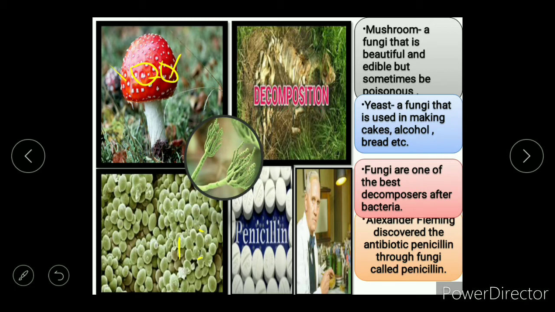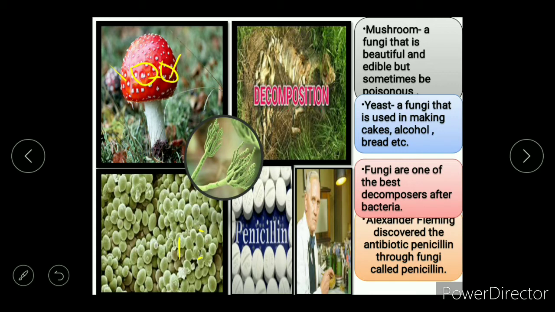Now, how is yeast useful in making alcohols? Yeast does a reaction with sugar water that is called fermentation. In fermentation, yeast is added to the sugar and it is kept closed. Carbon dioxide is released and this sugar water becomes alcohol.